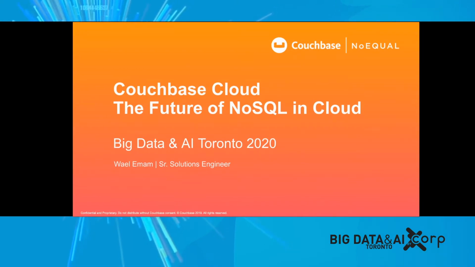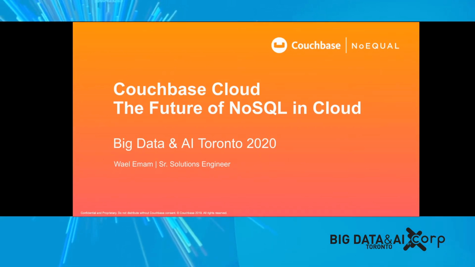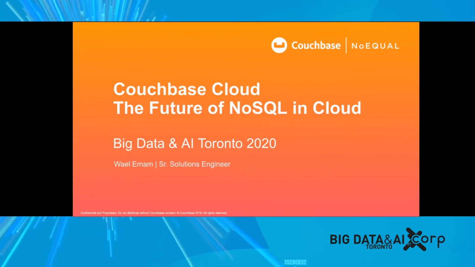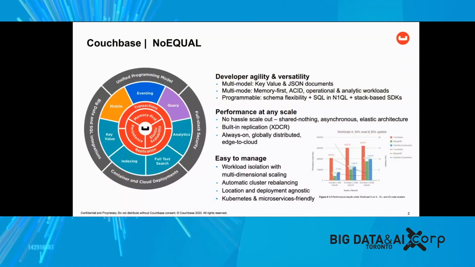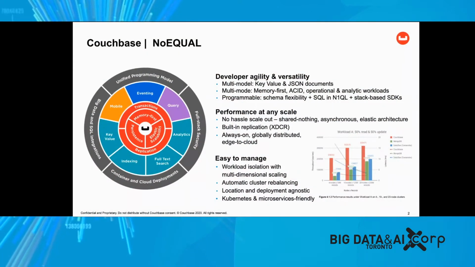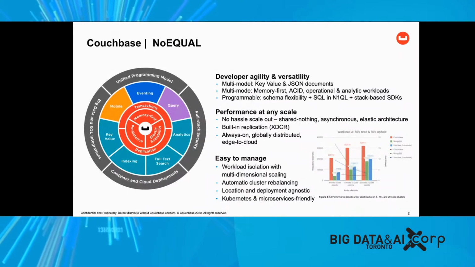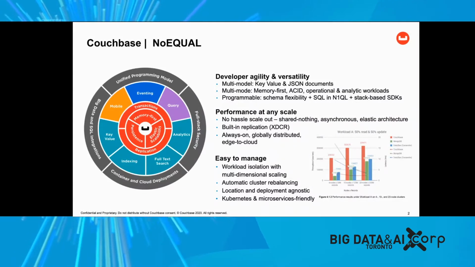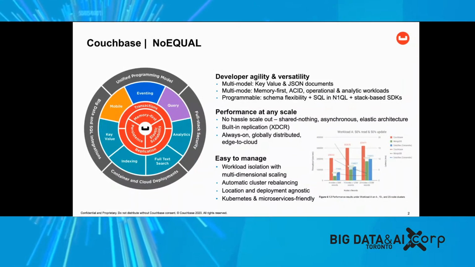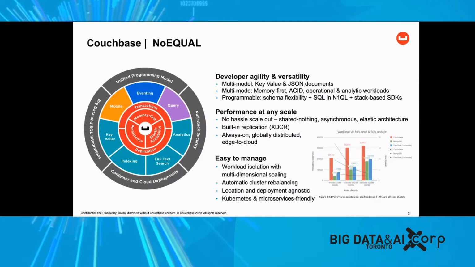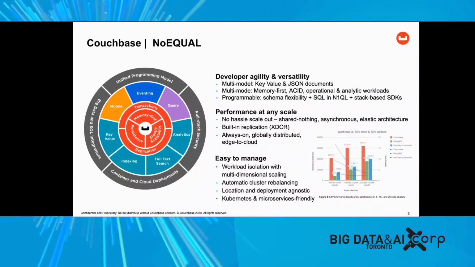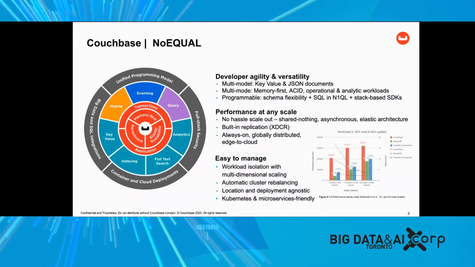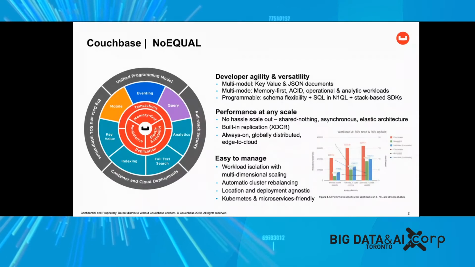We're talking about Couchbase and how Couchbase has a different way of implementing NoSQL in the cloud. With that said, I understand that not everybody has heard of or used Couchbase. So to give you an idea of what Couchbase is in general, on the left-hand side we have what we like to call the Couchbase wheel. It gives you various ideas of what services we provide. On the right-hand side, we divide it into three parts. The first part is the developer perspective. We help developers to develop with agility and versatility.